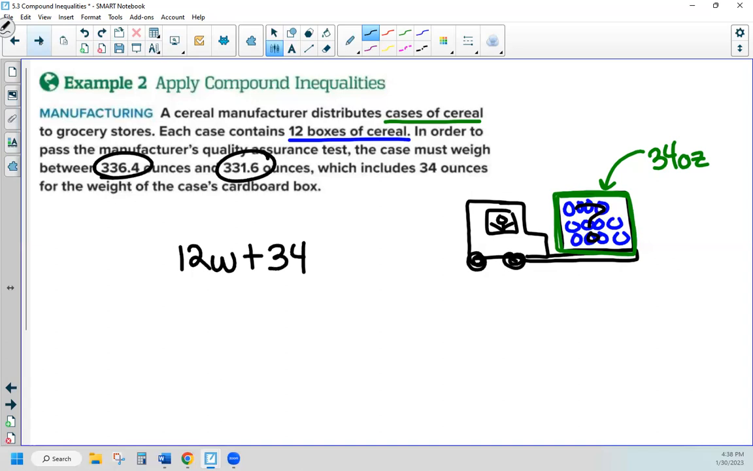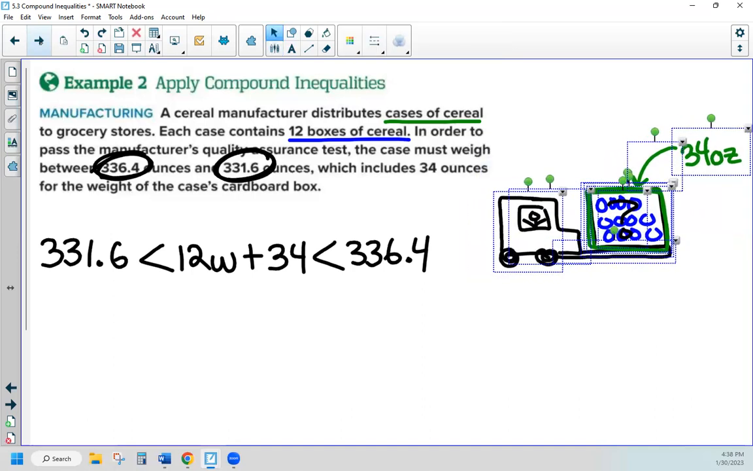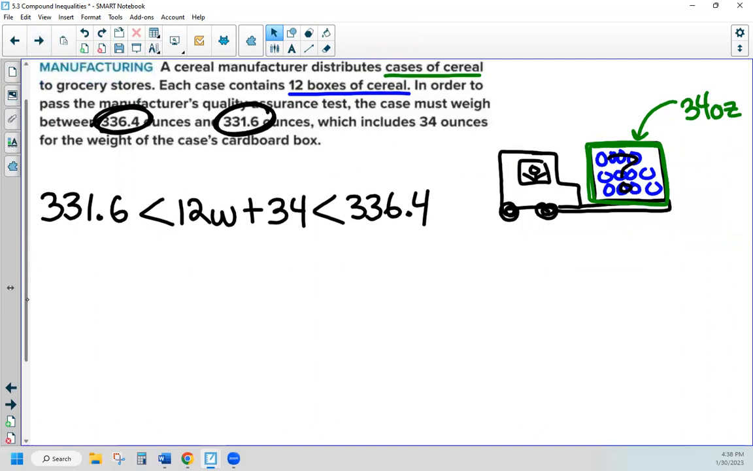Now, this weight needs to be within the range. It needs to be more than this smaller number right here, 331.6, and it needs to be less than 336.4. If you think about it, it makes sense that you want to make sure your items don't weigh too much, because you're going to start crushing the boxes. The boxes will crush each other. You don't want to make it too flimsy, so they don't rip and break easily, but you don't want to make them too heavy because they're going to be on top of each other. All right, now this is what we have.